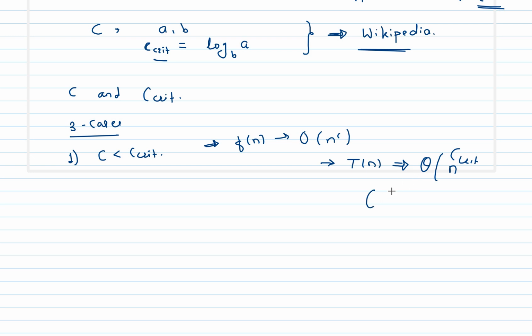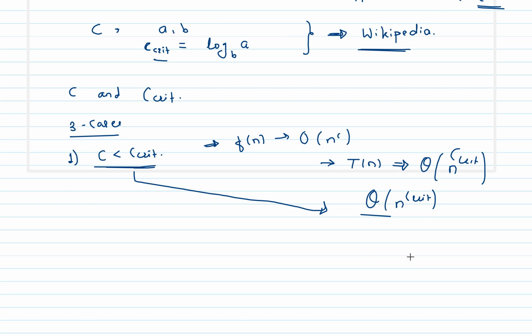Okay, so it is theta of n to the power c critical. That is what our case 1. So if c is less than c critical, then the complexity of T of n is theta of n to the power c critical.